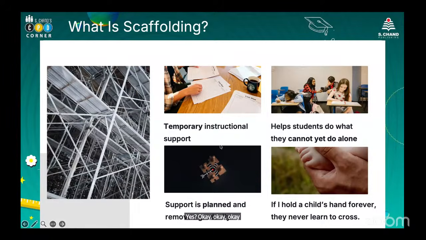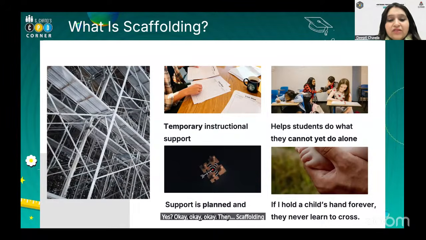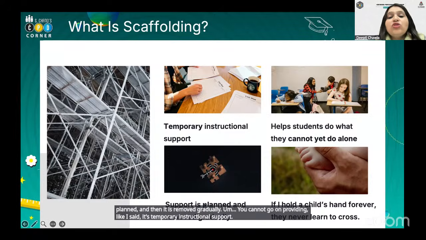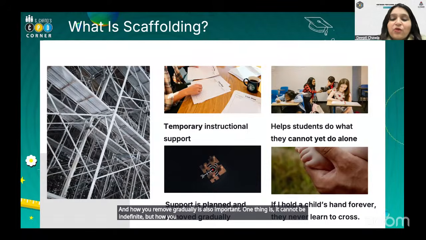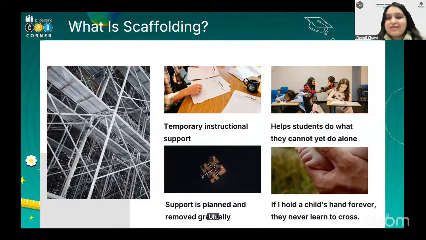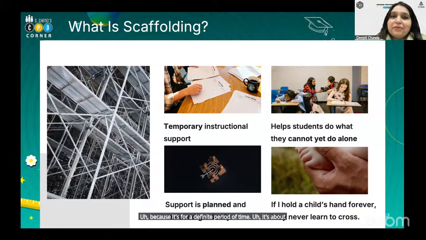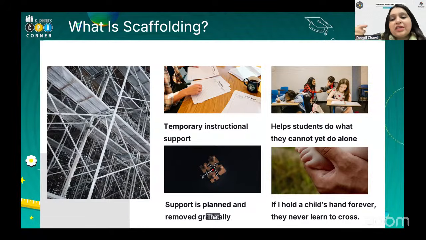Okay. Then scaffolding also means that support is planned and then it is removed gradually. You cannot go on providing it, like I said, it's temporary instructional support, and how you remove it gradually is also important. It cannot be indefinite, but how you remove it matters. It's not like you provide so much one day and then suddenly take it off, because it's for a definite period of time. It's about providing support in a manner that you gradually take it away.